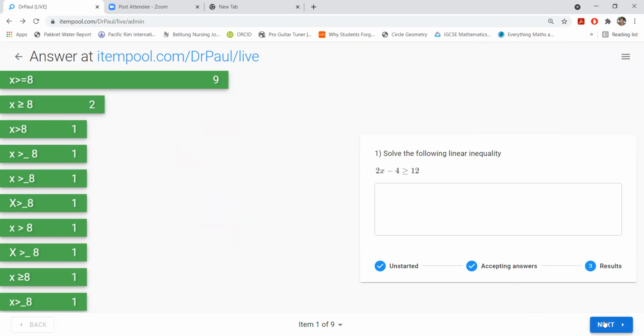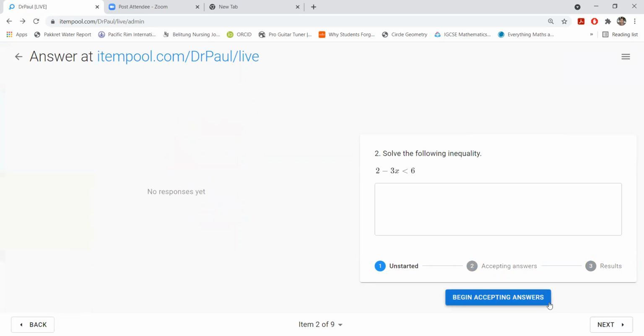Next one. Okay, 2 minus 3x less than 6. Right, try that one. Let's see how quickly we can do them, because we only have 20 minutes. So let's see how far we get. I think we got to about question 6 with the other class, so we might get a little bit further than that.